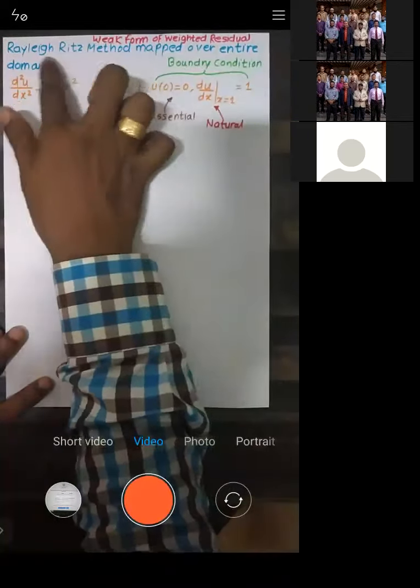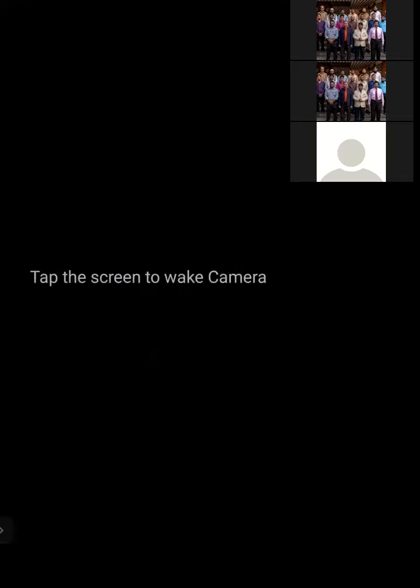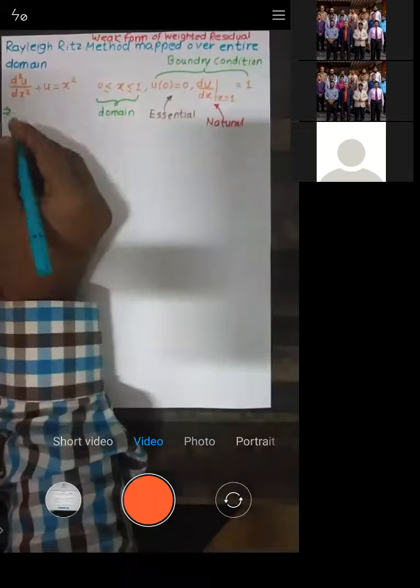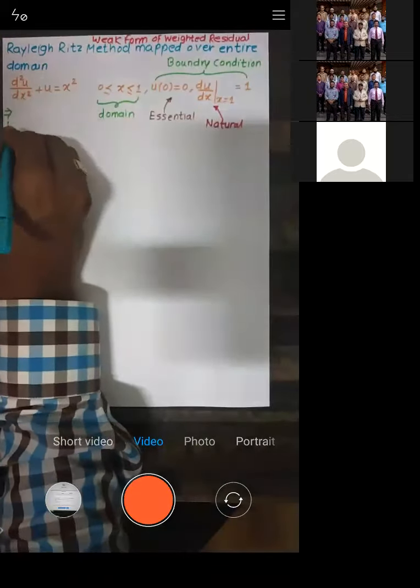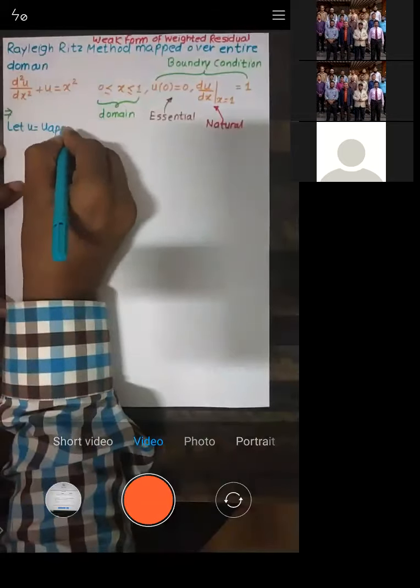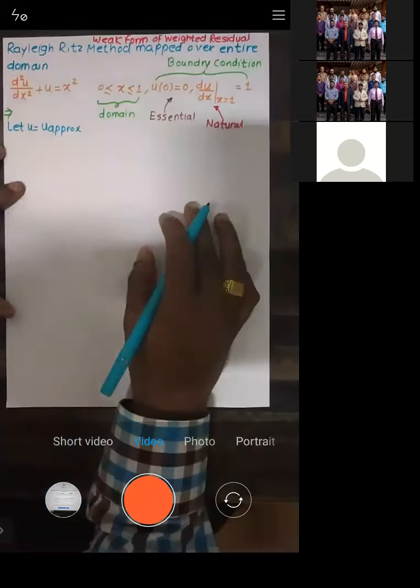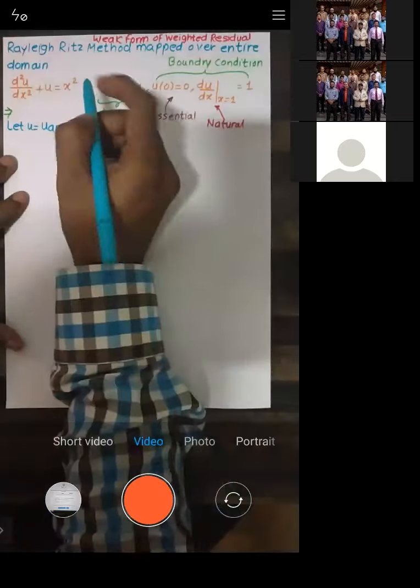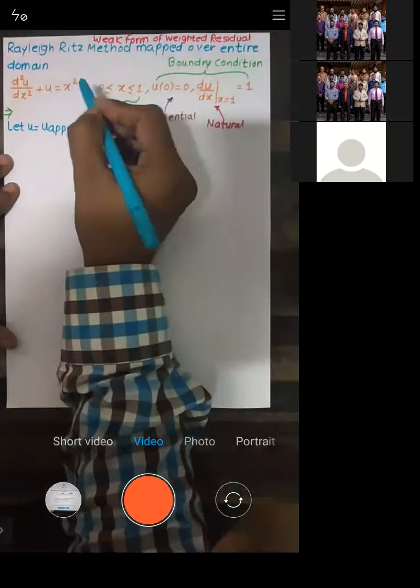So let us make this weak first. How will we do that? As I told you in the last lecture, we need to write down the approximate solution. So I'll write let u is equal to u approximate. Whatever solution I'm assuming, I will take as the approximate solution. So when you take this as the approximate solution, what happens when you bring the term x square to the left hand side?